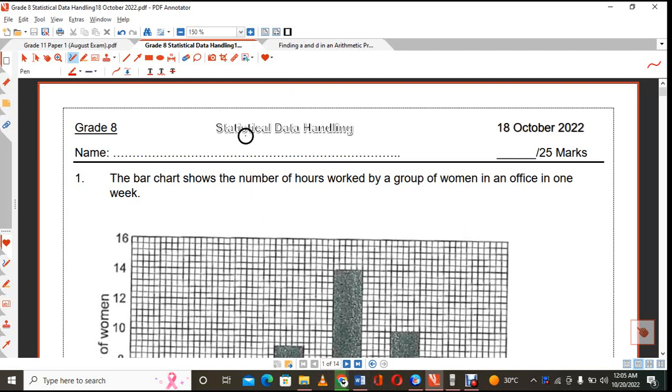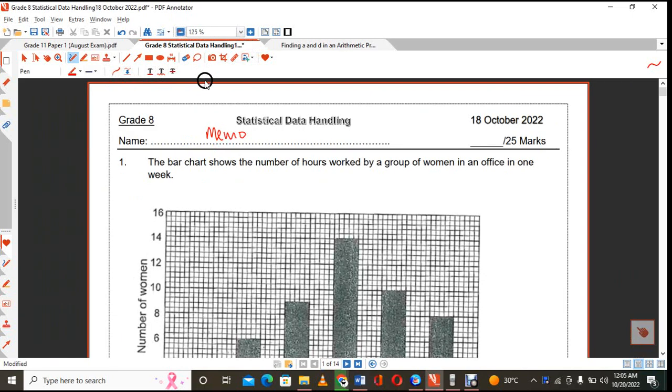So I'm doing a test on statistical data handling. This is one of your last topics that you are doing in grade 8 statistics. So you can just follow. I'm trying to go as slow as I can.